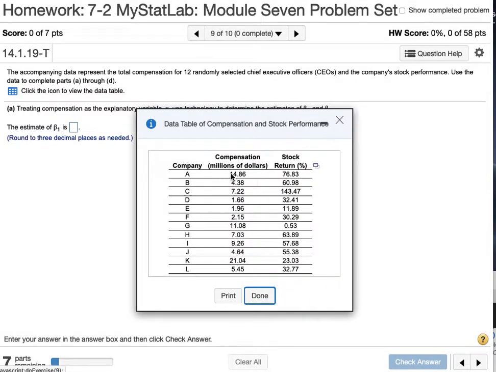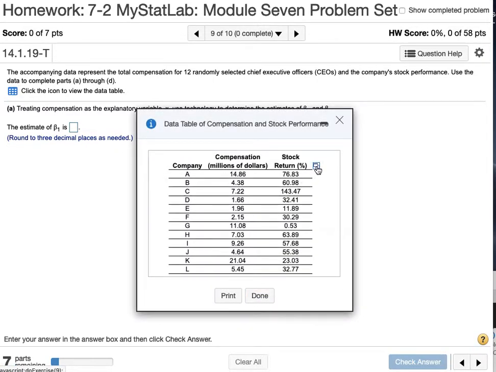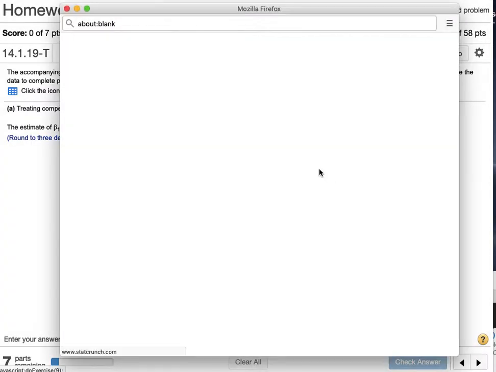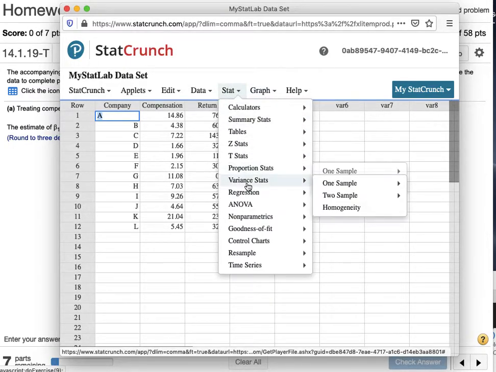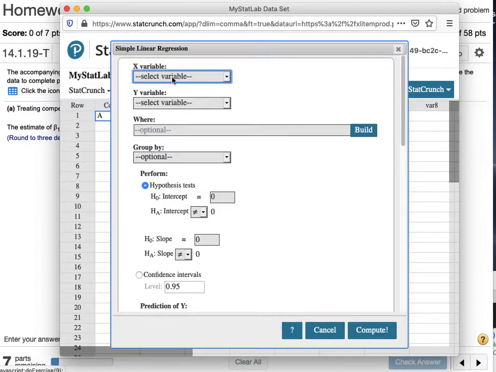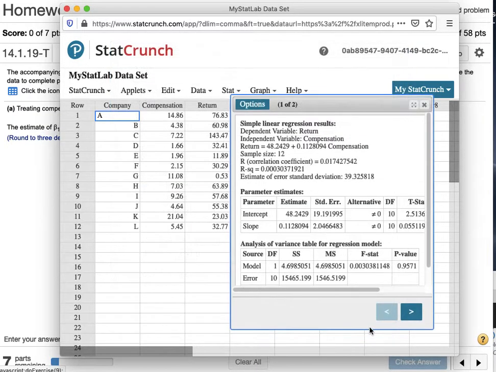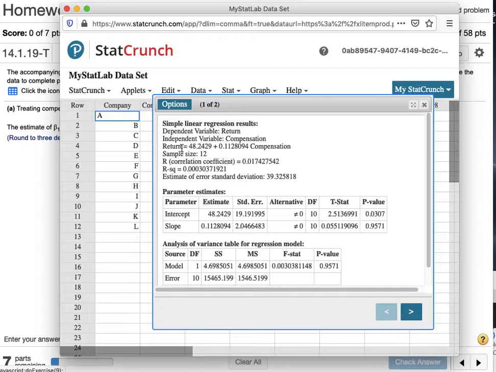So here we have the compensation, the different companies, and the stock returns. Open in StatCrunch. And then Stat, and we want to do the regression, simple linear, and then compensation, and then return. All right, so let's see what our slope is. We can look at it up here in the equation, or we can look at it over here.